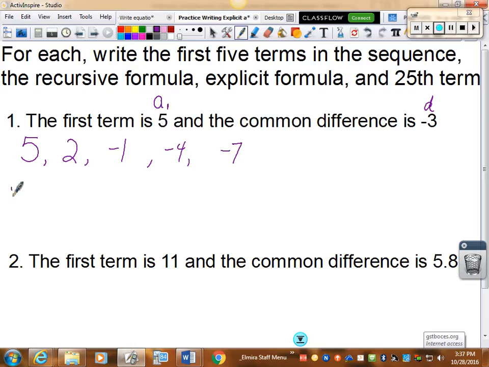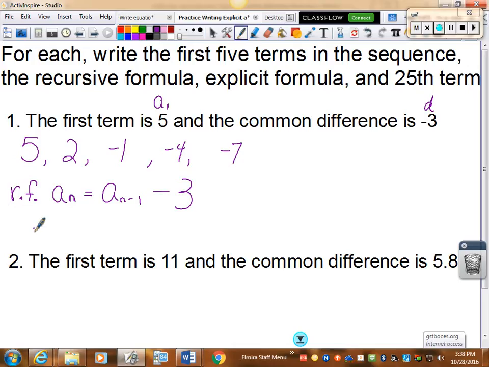Okay. My recursive formula is a sub n equals my previous term minus 3. One thing to be really careful about is make sure you make your subscripts small and low. Okay, especially those of you who don't have the most precise handwriting. If you write the n's too large, then it's going to look like a times n, and a n minus 1, and that's not what we're saying. Okay, so make sure you make your subscripts small.